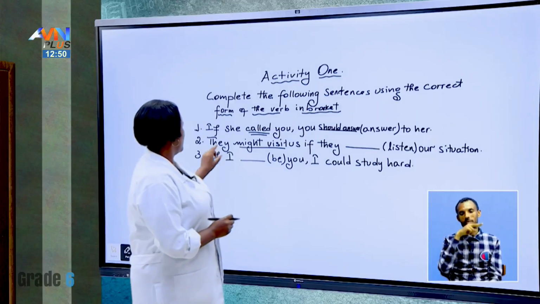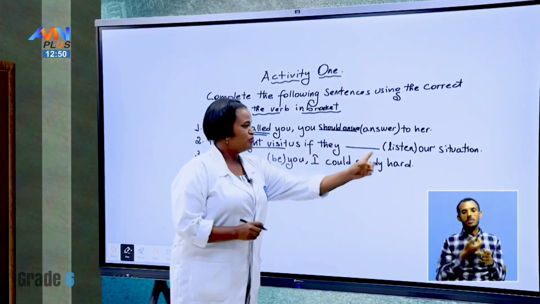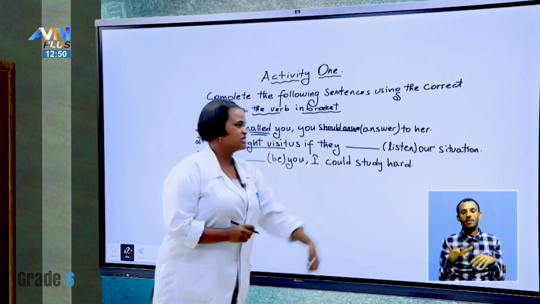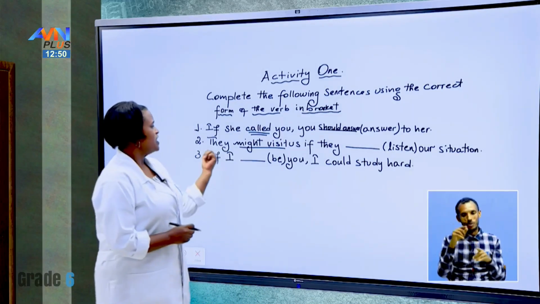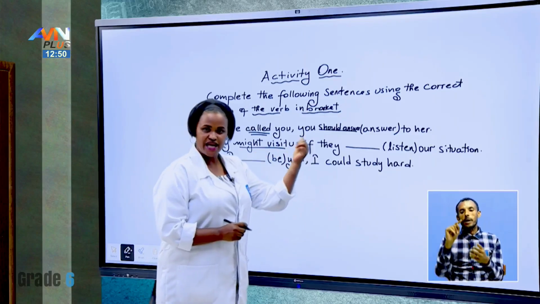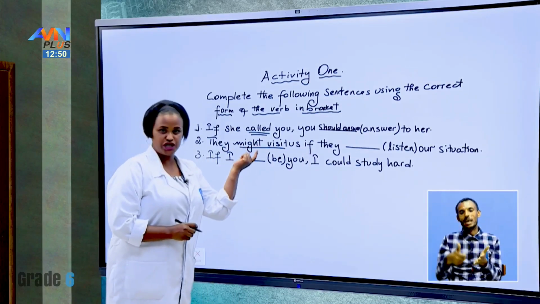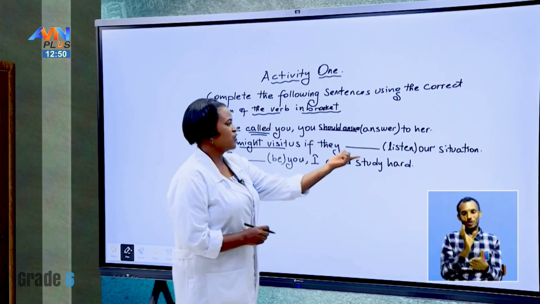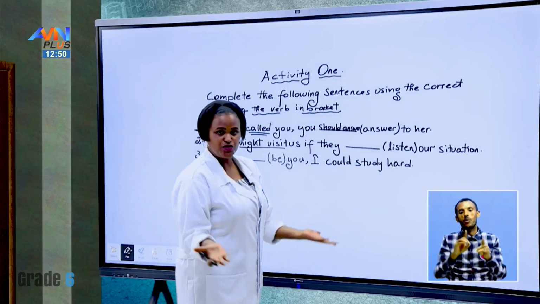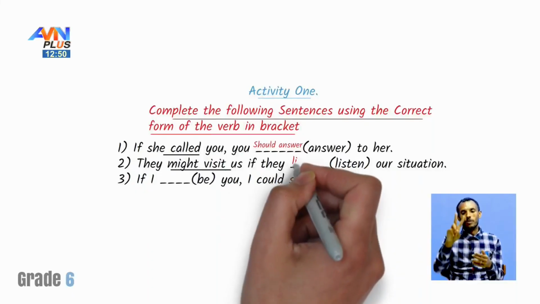All right. Let's come here. They might visit us if they blank. Then our verb is listen. So what do you say? Since this time it is the main clause which is complete, we are expected to complete the if clause. So how do you do? Simple past, which means the V2 form of listen. What is that? Listened.